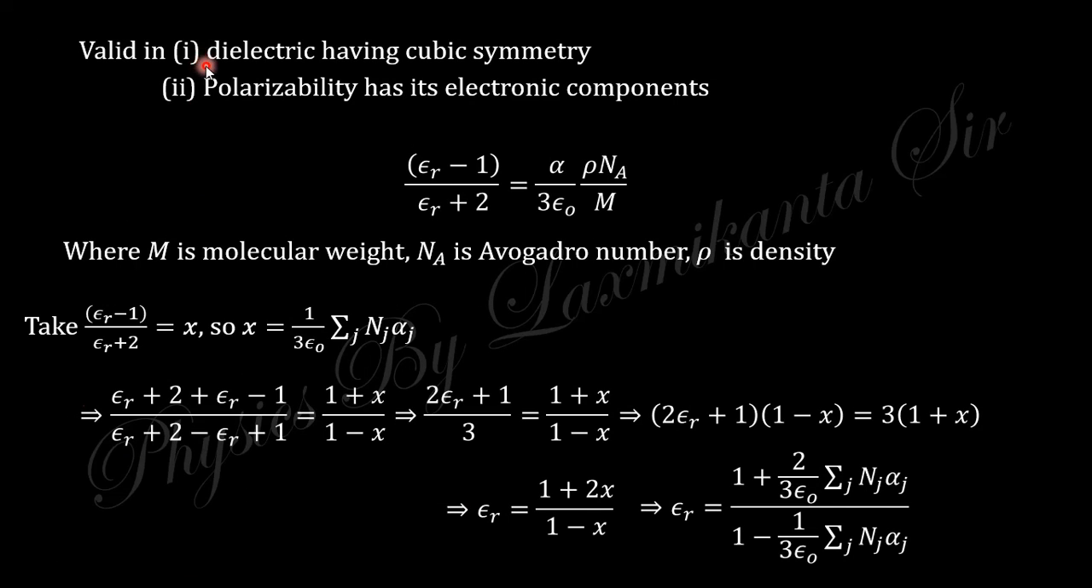Now, this relation is valid for dielectrics having cubic symmetry, and the polarizability has the electronic component only. That is, polarizability has three components: ionic polarizability, electronic polarizability, and atomic polarizability. So this is only the electronic component, and this will be the expression, where M is the molecular weight, N is the Avogadro number, rho is the density. If you consider this as x, so x is nothing but 1 by 3 epsilon naught times the summation of this one. Just rearranging them, you will finally obtain epsilon r equal to this one.